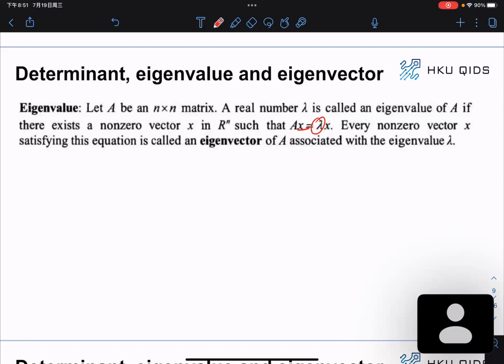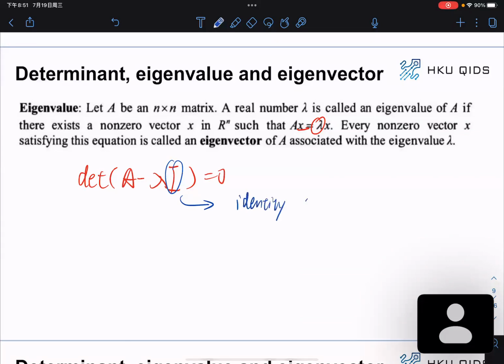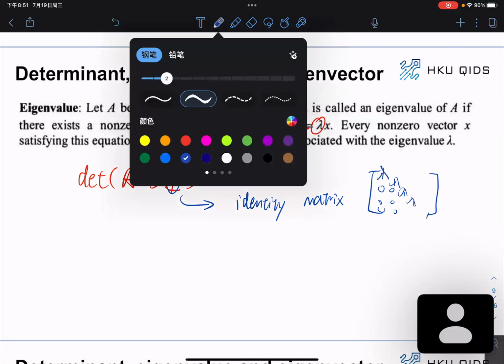And to find them, we solve the characteristic polynomial of the matrix A, which is the equation det(A minus lambda I) equals 0. This I here is just an identity matrix. What is an identity matrix? It's something where all elements are 0 except the diagonal, okay? And on the diagonal it is 1. So lambda multiplied by I is basically making this matrix lambda, lambda, lambda, lambda on the diagonal. Okay, cool.